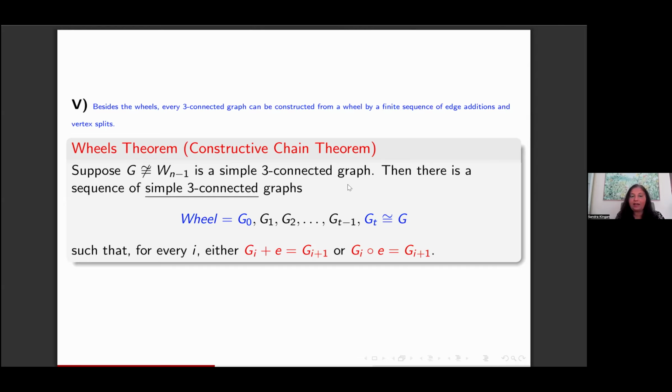If you have a simple 3-connected graph G, and it's not a wheel, it's going to have some wheel minor from which you can grow up to G by adding an edge or splitting a vertex. Any questions? No? Okay, let me go forward.